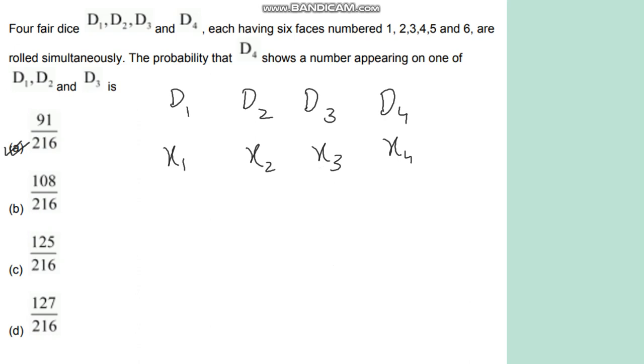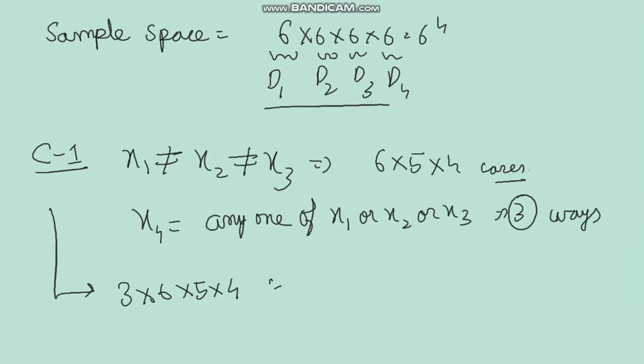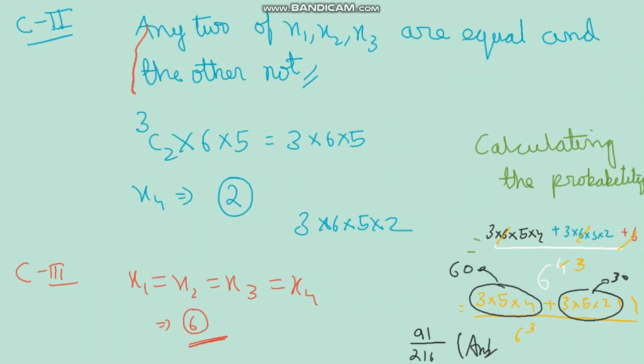Now let's revise what we have done. We named the number coming on D1 as x1, on D2 as x2, on D3 as x3, and on D4 as x4. Then we calculated the sample space, which is equal to 6 to the power 4. We divided the question into cases. The first is x1 not equal to x2 not equal to x3. The next case is any two of x1, x2, x3 are equal and the other not. For example, x1 equals x2 equals 3 and x3 is not 3; x3 can be anything else.